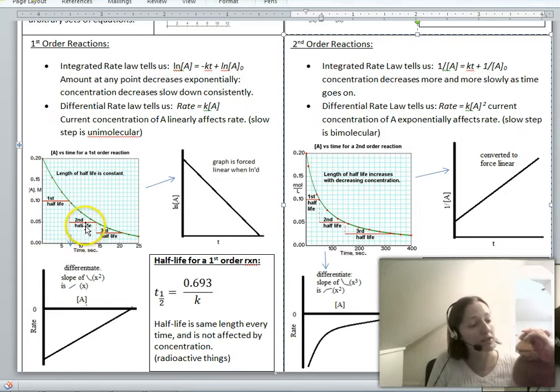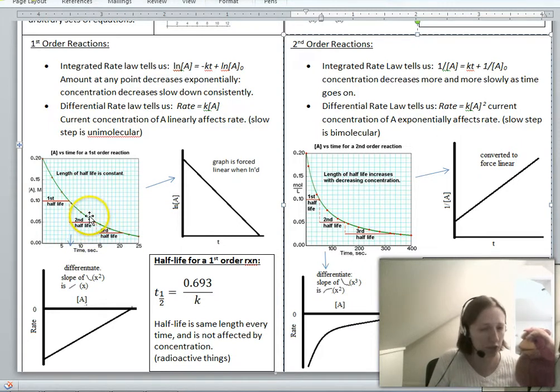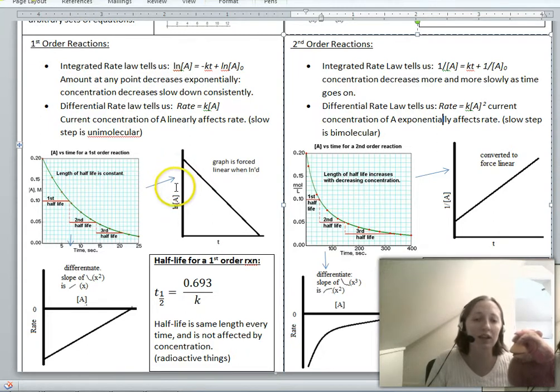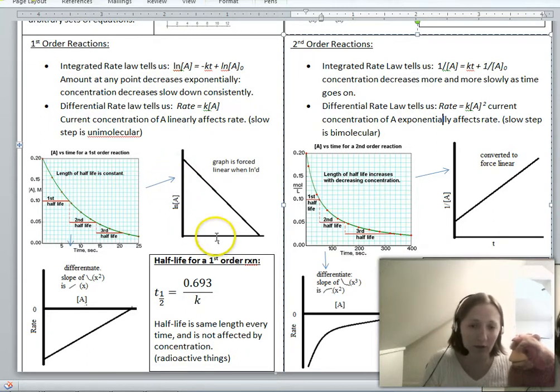If you want to make it a straight line graph, which you often do because you'll get a question that will give you data and they'll ask for k, you can't get k except off of a straight line graph. So you might want the straight line graph, and the way to do that is to graph the natural log of the concentration of A versus time.